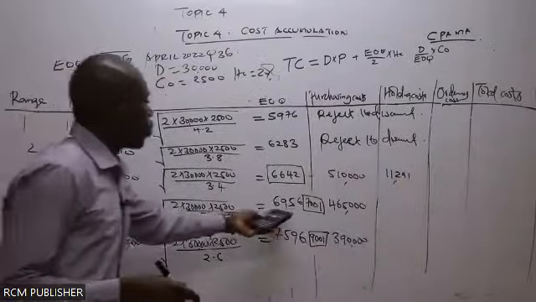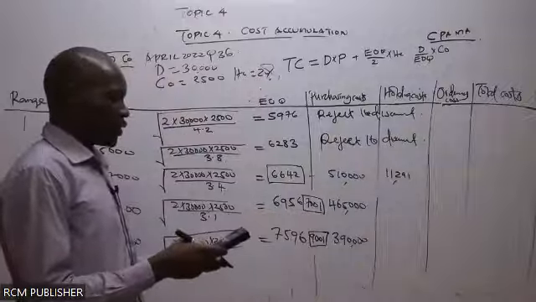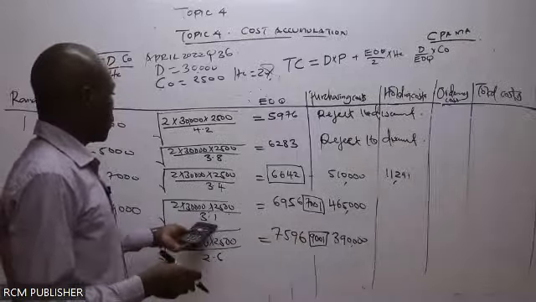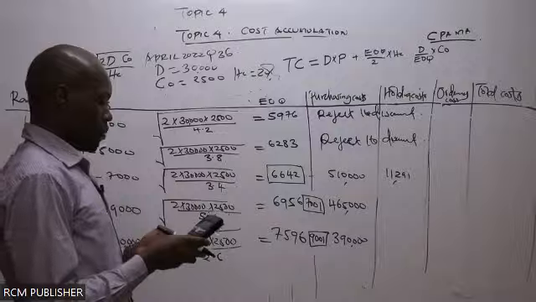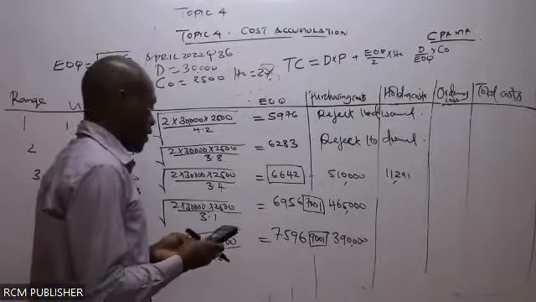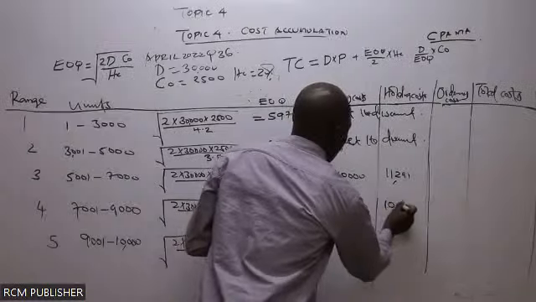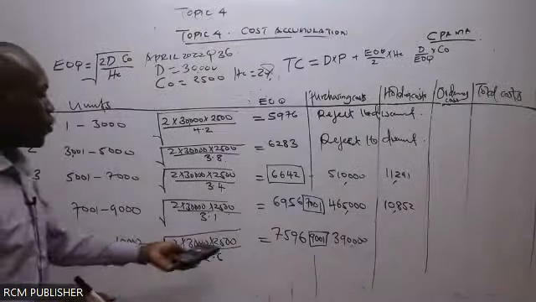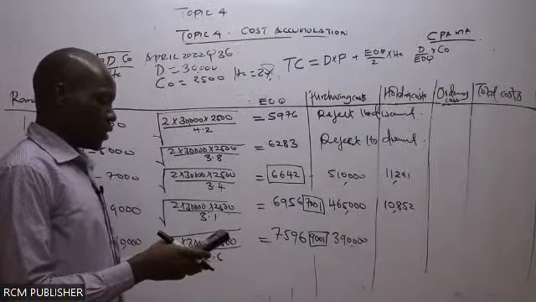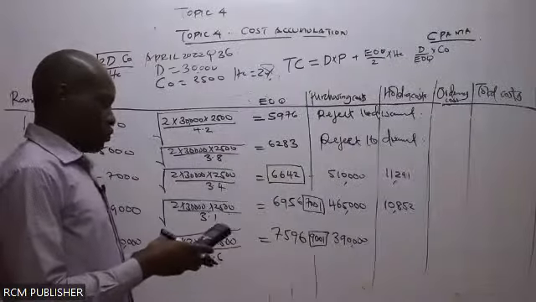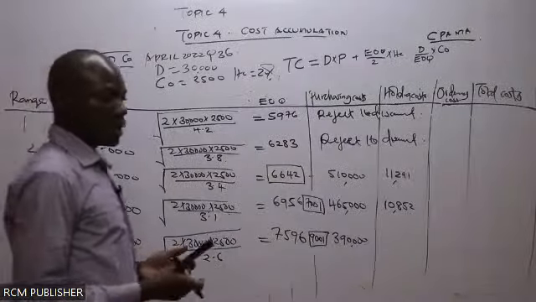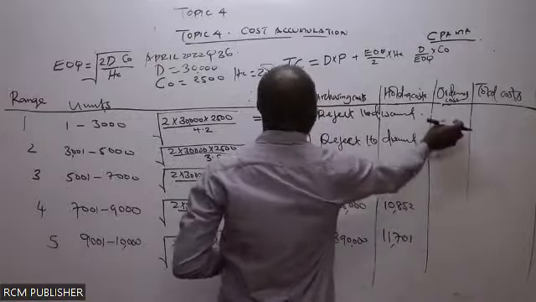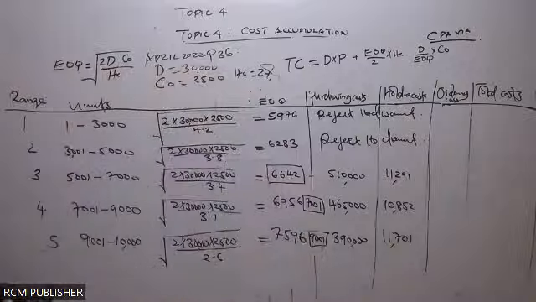I move to the next one. I will have my economic order quantity, 7,001, divided by 2 times this one here, 3.1. I believe all of us are getting that. Then I come to this last one here. My economic order quantity is 9,000. And when I divide by 2, multiply by 2.6, what am I getting? 11,701.